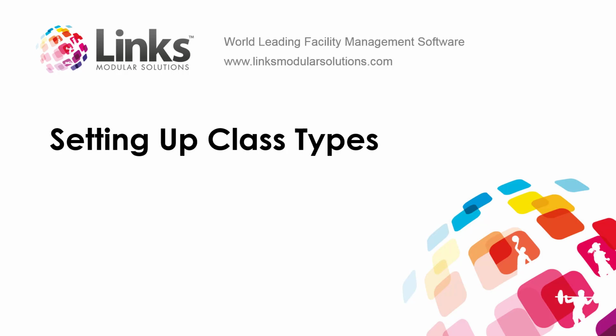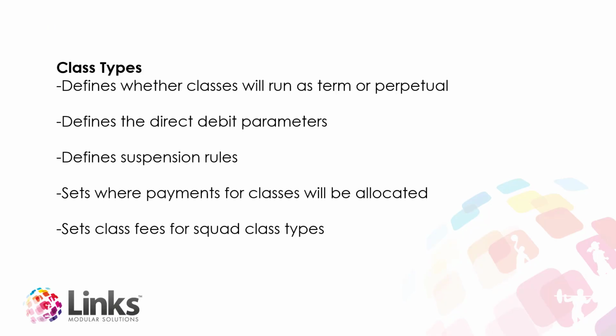In this video, we will set up the class types for use at your centre. In Links, class types define the parameters for any individual class attached to that type. The class type defines whether the classes are run on a term or perpetual basis, the direct debit conditions, where payments will be allocated for classes, and suspension rules.